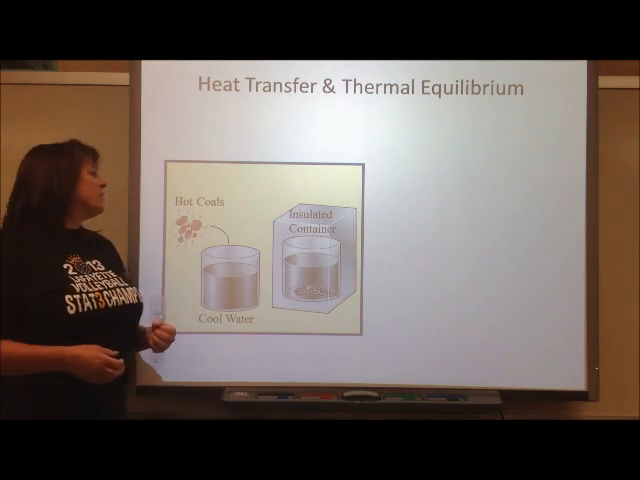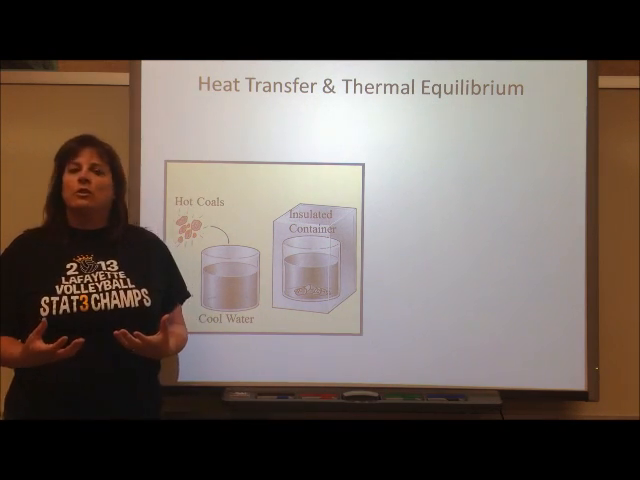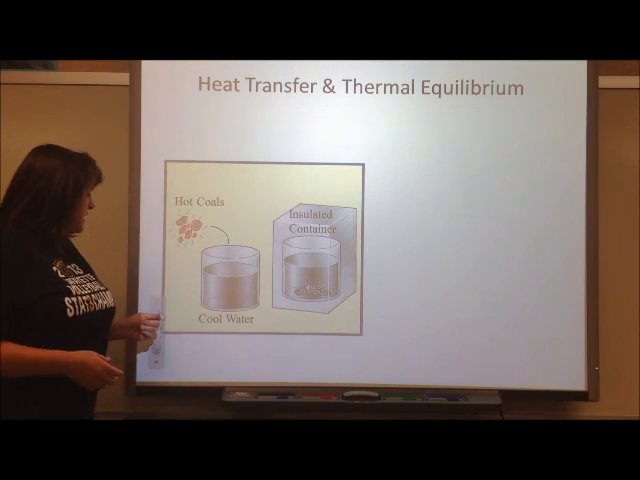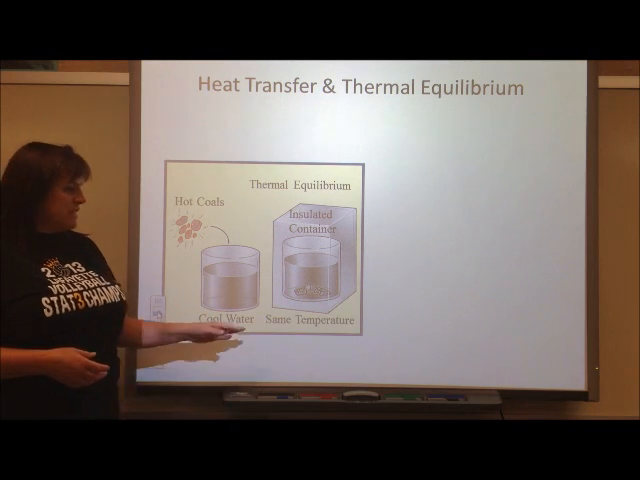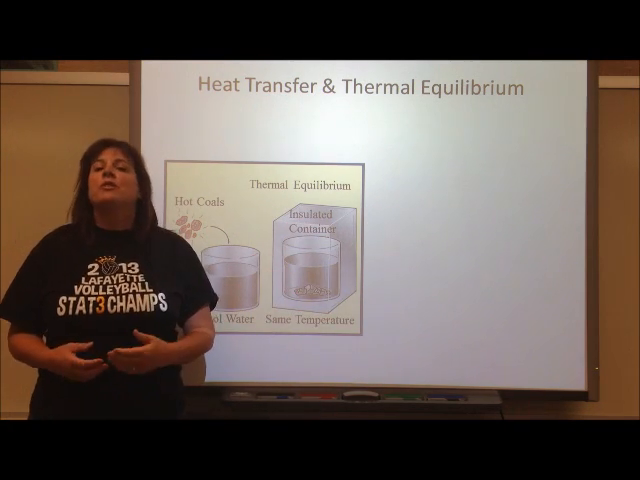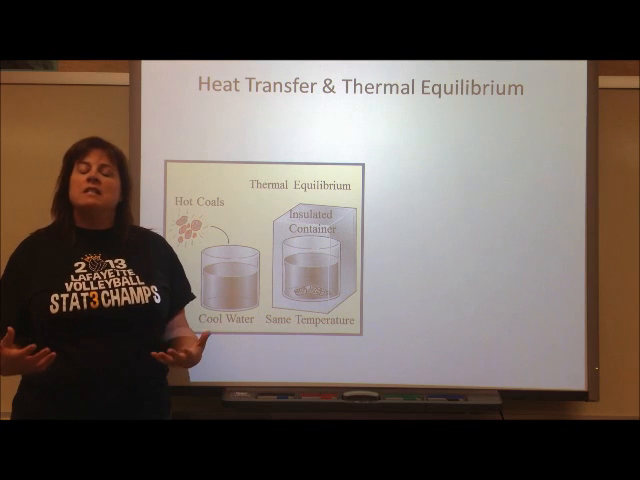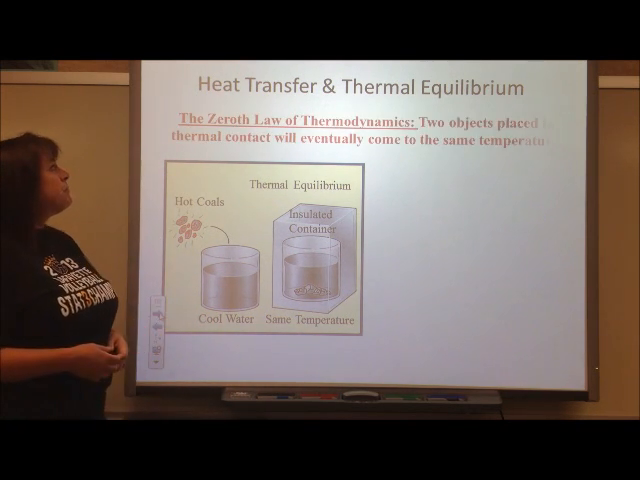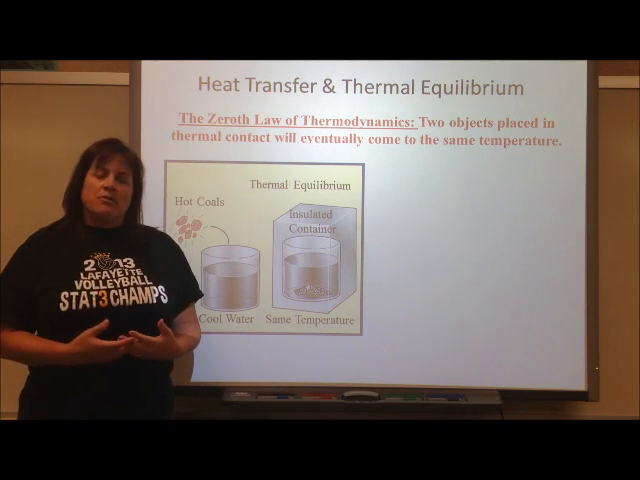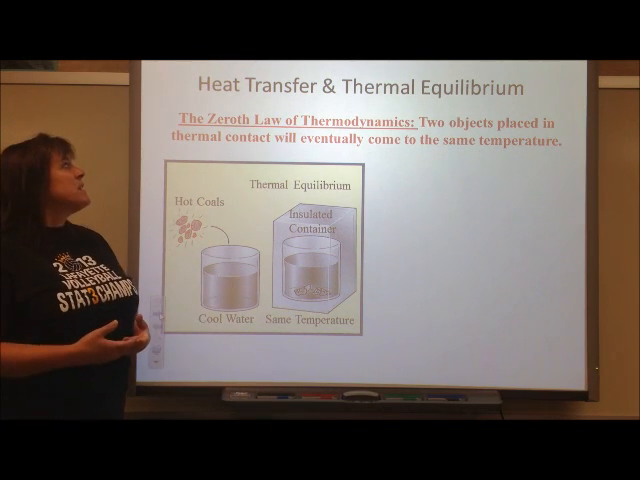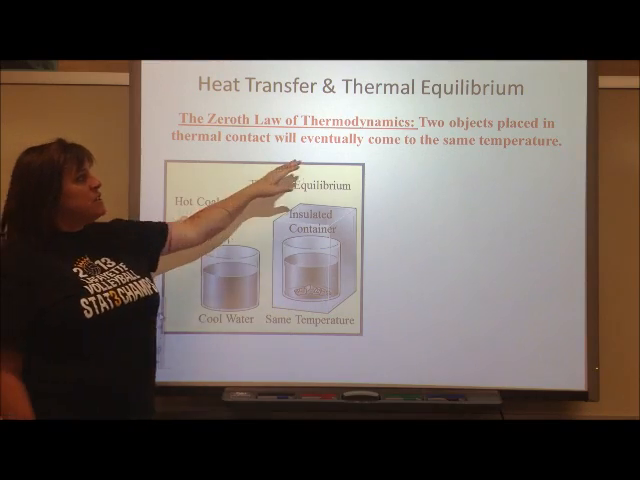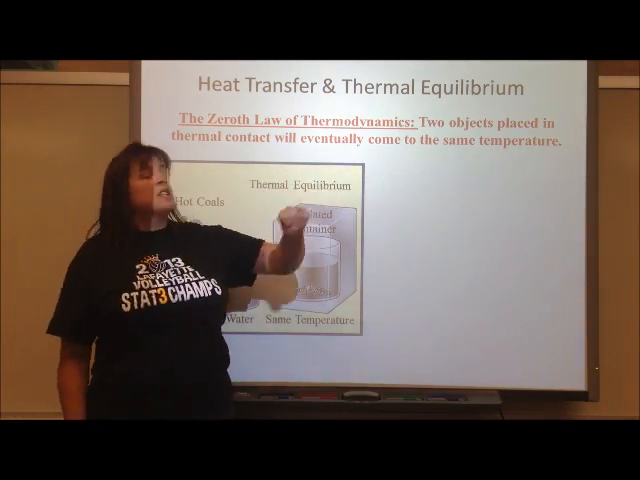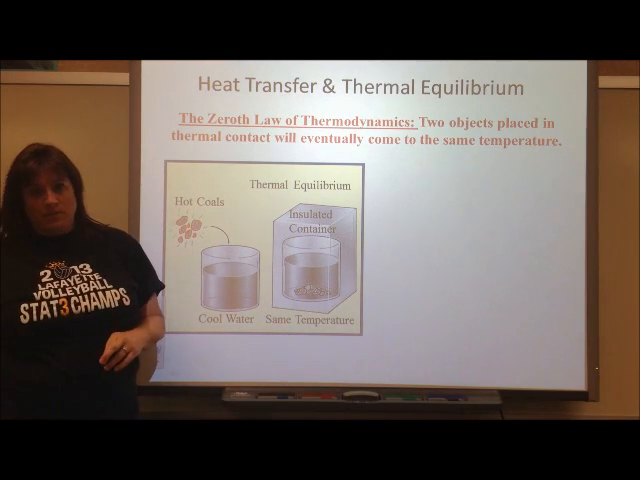We take some hot coals and we put them into a beaker of cold water in an insulated container. We know that eventually these two will reach the same temperature. That is called thermal equilibrium. Thermal equilibrium means that both materials in contact with each other have the same temperature. So that actually comes from the zeroth law of thermodynamics. The zeroth law of thermodynamics says that two objects, when placed in thermal contact, so touching each other, will eventually come to the same temperature.